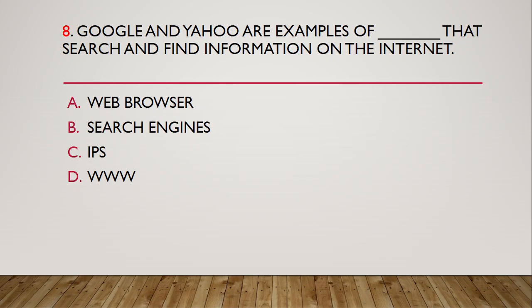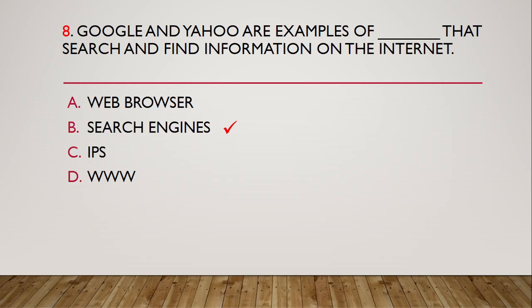Google and Yahoo are examples of dash that search and find information on the internet. So when you search something on the internet, let's say you open your browser and you type your question in the search box there. Let's say you want to search about the computer. You type your question, what is a computer?